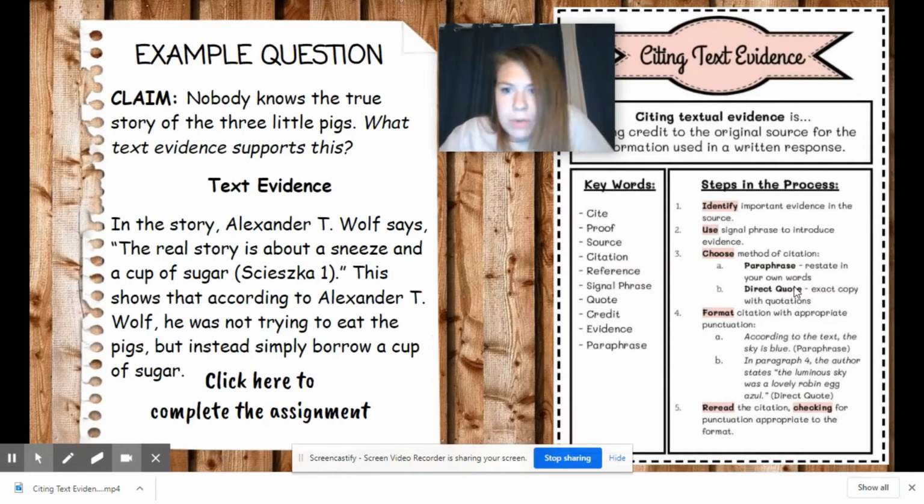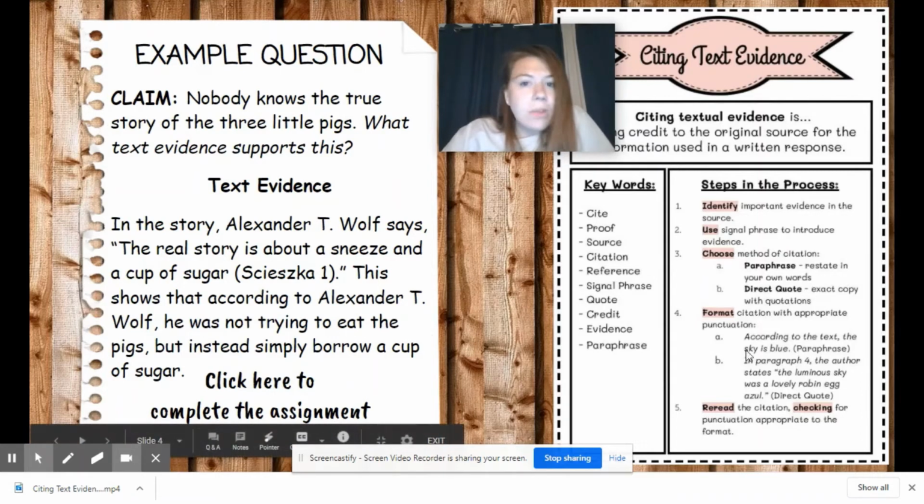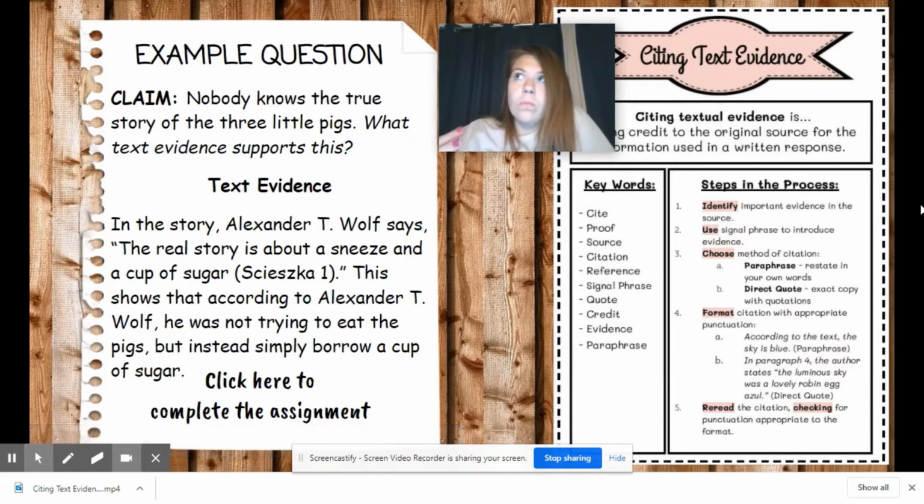So really you have two options. We're going to paraphrase or use a direct quote. A direct quote is when you can copy what the author says word for word, but you've got to give them the credit in the actual thing. So let me give you an example.